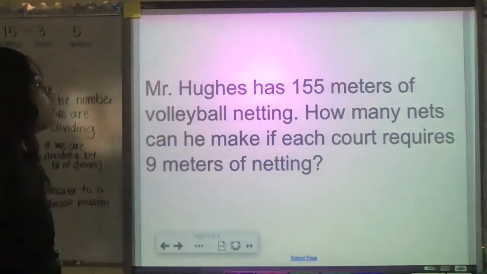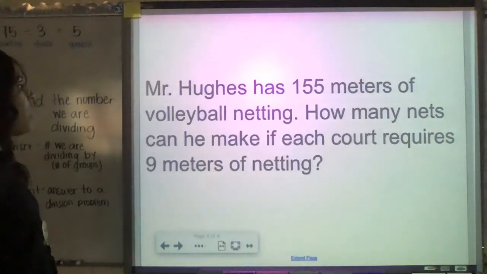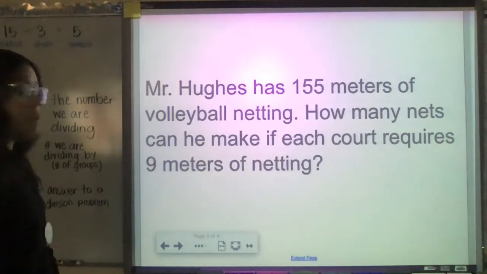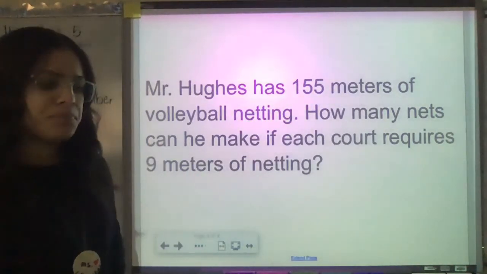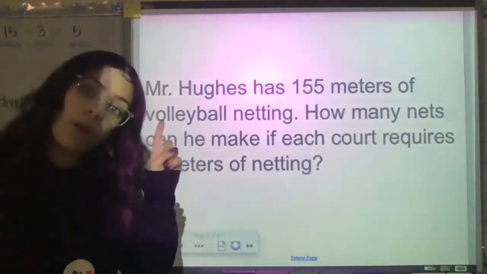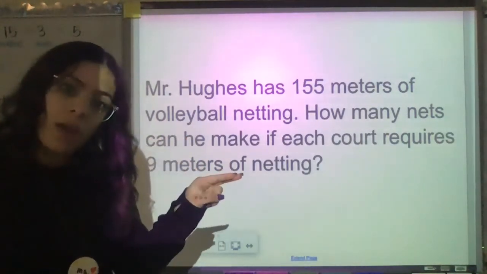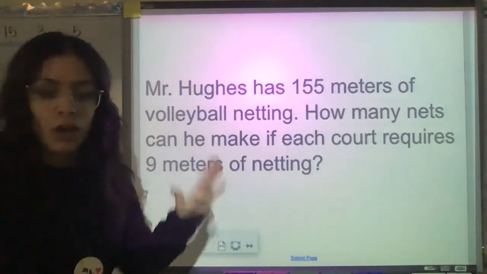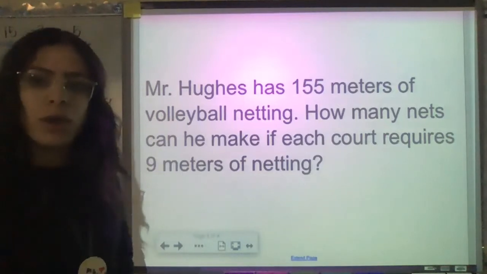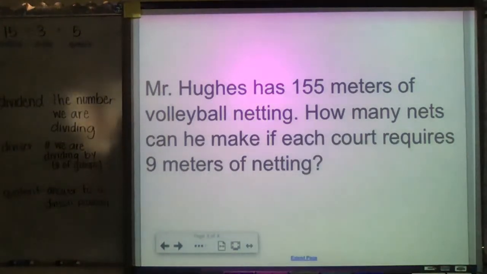So take a look what we have here. Mr. Hughes has 155 meters of volleyball netting. How many nets can he make if each court requires 9 meters of netting? So keep in mind, we're working on one-step word problems. I want you to make sure that you are making a tape diagram that is showing whether we know the size of the group or the number of groups. Then solve, and don't forget to write your answer as a statement. So at this point, you might want to pause the video, take a look at this problem, work through it, and then hit play again to see the answer.